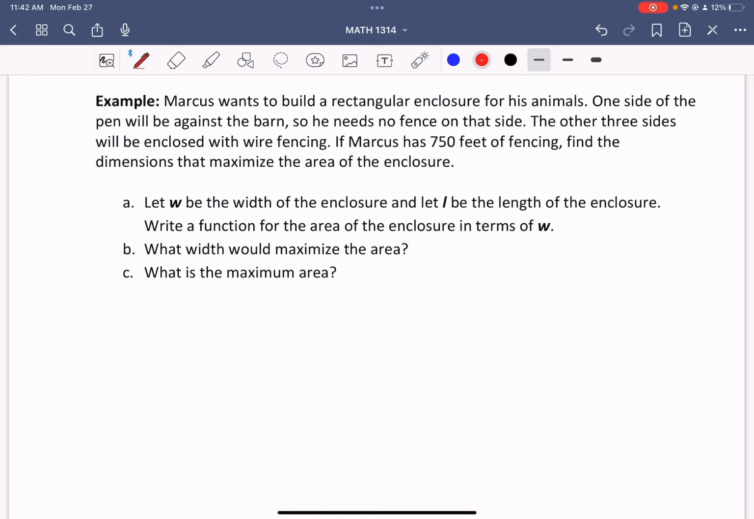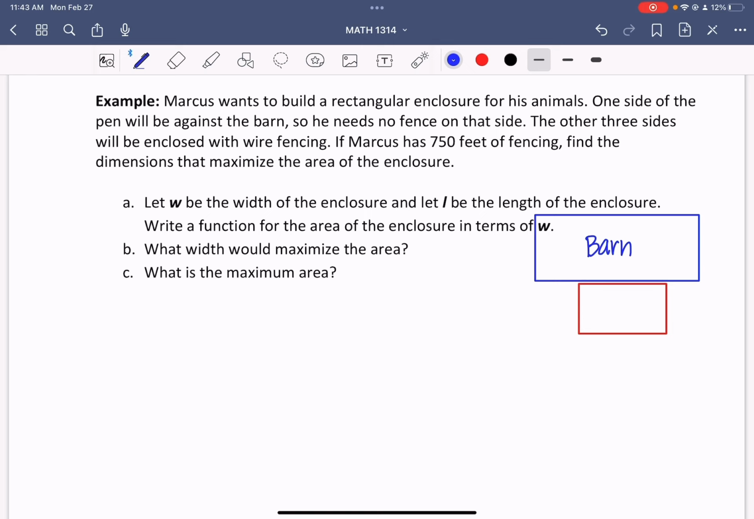So a picture is just so helpful when working a situation like this to put everything in the right places. So he's building a rectangular enclosure. And so here's my rectangular enclosure. And it said that one side of the pen will be against the barn. And so here is my barn, and then there's my enclosure. So the other 3 sides are enclosed with wire fencing.